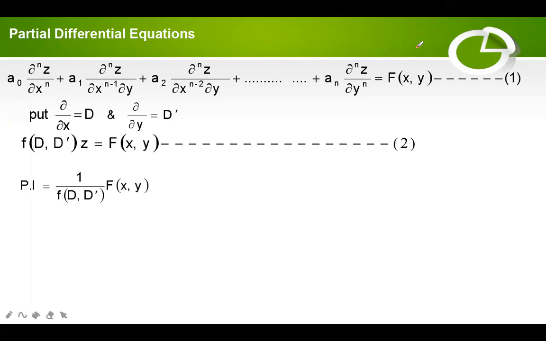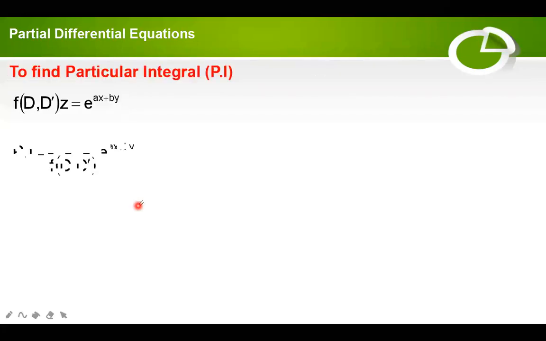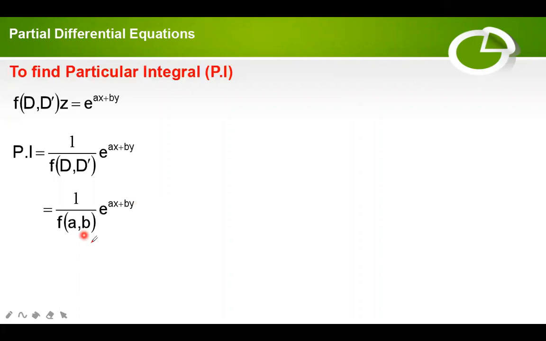So PI equals 1 upon f of D, D dash into some function of x and y, and the general solution is CF plus PI equal to z. Already, in the case where the denominator is not equal to 0, we have discussed how to find PI in case of e raised to ax plus by.